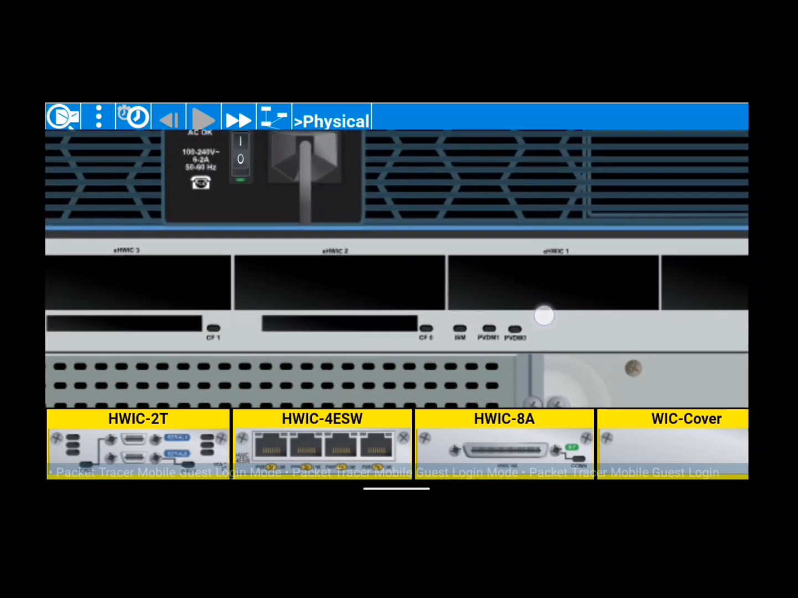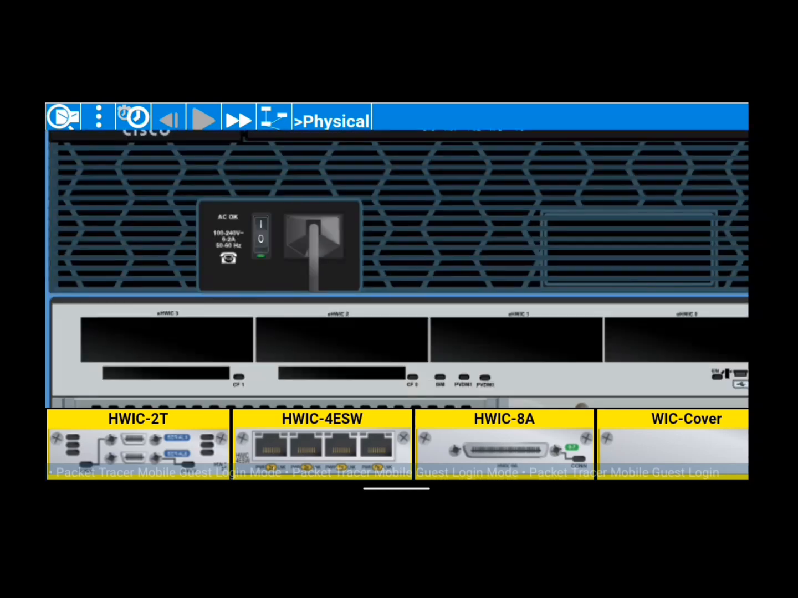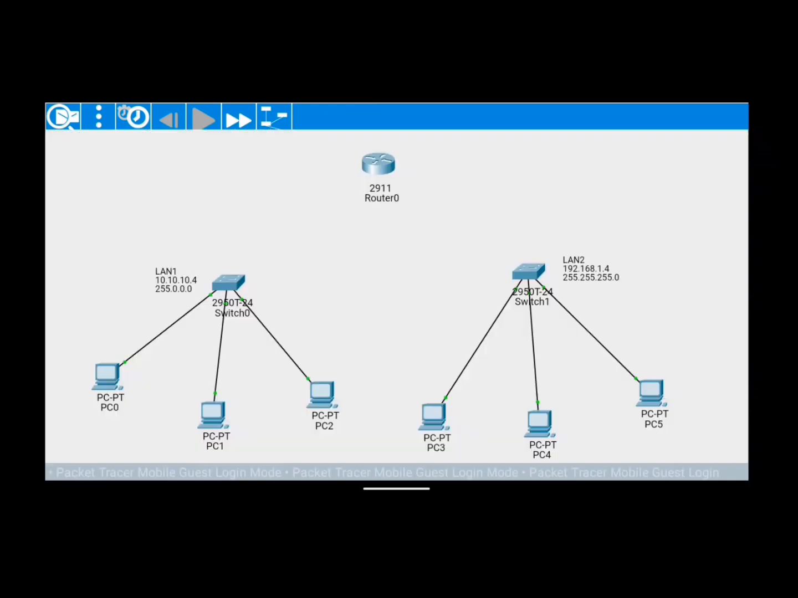And we have a power switch here. When you click on the switch, now it is in the off state. When you click again, it is in the on state now. So the router is turning on now. We need only two interfaces in order to connect these two local area networks.